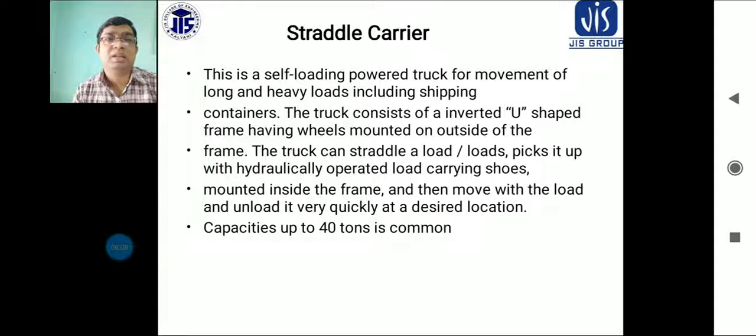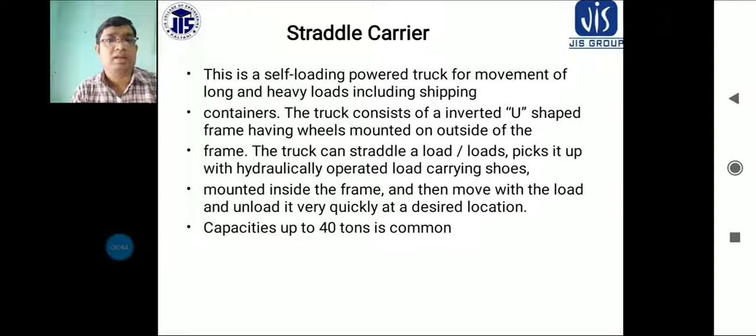Basically, the straddle carrier is a self-loading powered truck for movement of long and heavy loads, including shipping. In a few cases, the truck consists of an inverted U-shaped frame, with wheels mounted on the outside of the frame. That means you have to consider the outside of this frame.